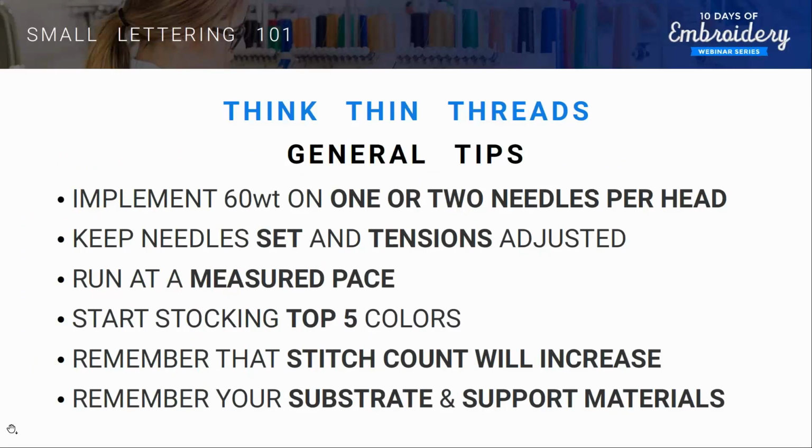So let's go back and talk in general about thin threads. When you want to implement 60-weight thread, a great way to do this is to take 1 or 2 needles per head. Say you've got a 15-needle machine. Very rarely are you going to be running designs that are all 15 colors, and you absolutely have to have them all rolled out in 40-weight threads. So what I would say is you take 1 or 2 needles per head and get the proper needles for them, get them tensioned correctly for 60-weight thread, and leave them that way constantly.